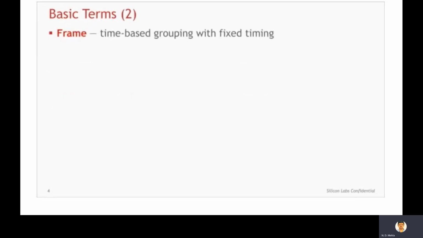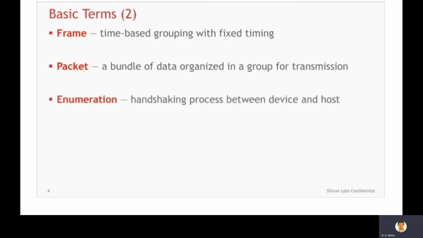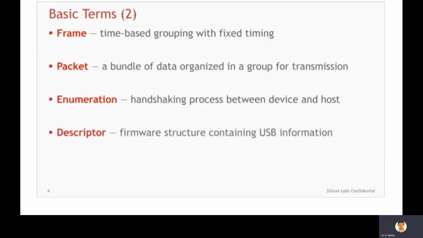A frame is the time division of the USB bus. The frame is the basis of all USB communication. A packet is a bundle of data for transmission. A frame is made up of multiple packets. Enumeration is the handshaking process that occurs whenever a device is connected to a host. The little sound in Windows indicates the start of the enumeration process, and the device appearing in the device manager with a success message indicates successful enumeration. Finally, a descriptor is a structure in the device firmware that describes all the capabilities of the device, what interfaces it supports, what type of device it is, etc.